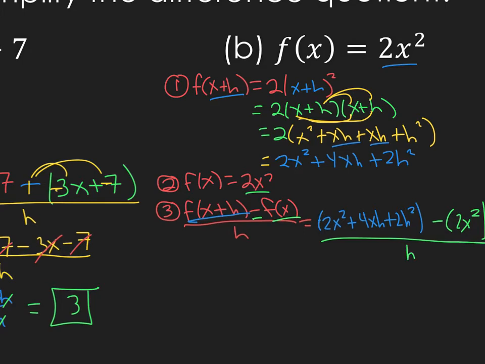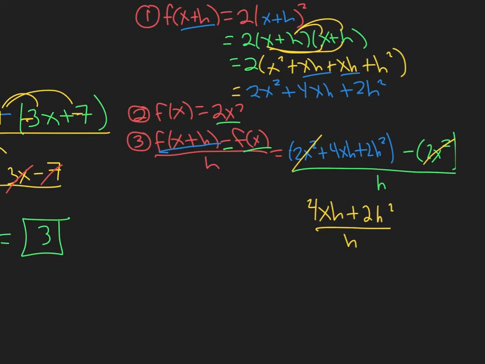Now, there's no distributing here for the negative, but we do notice the 2x squareds cancel out. So we're left with 4xh plus 2h squared all over h. Now, what do you notice all those terms have in common? Well, you can factor out the h in the numerator, and you're left with h times 4x plus 2h, over h.